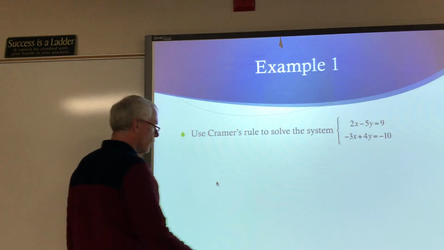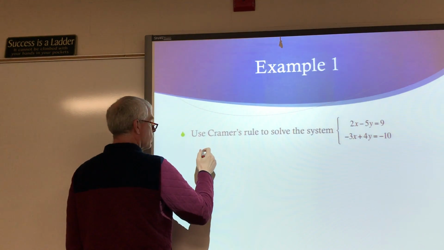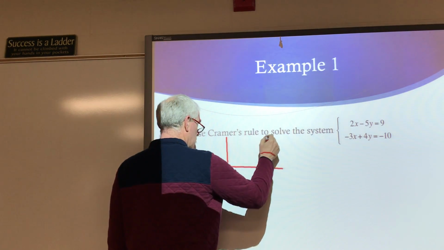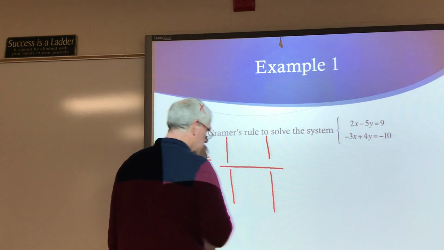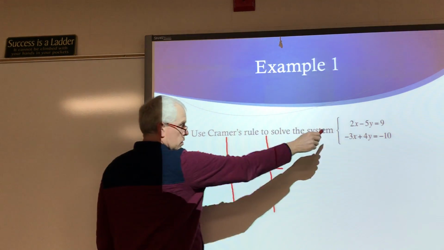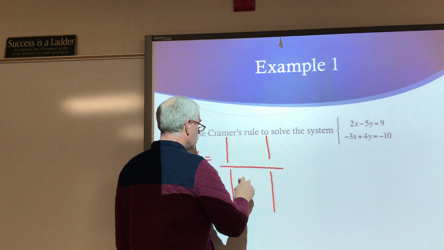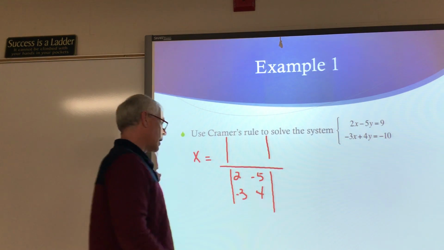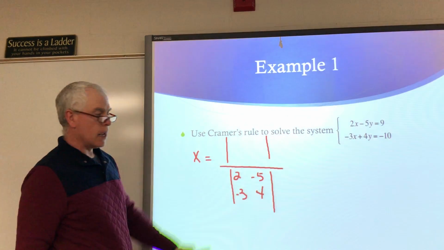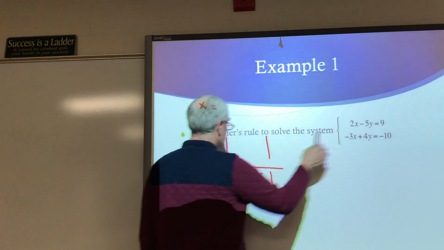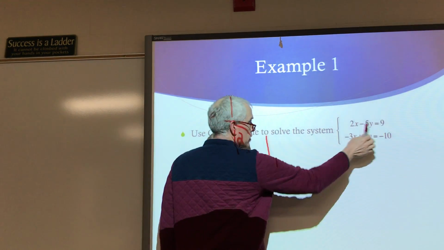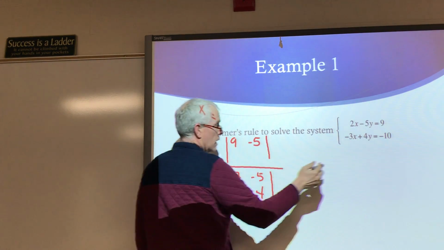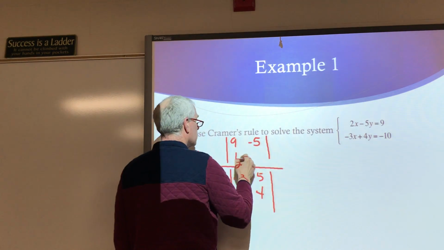Okay, so if I want to solve this using Cramer's rule, here's what I'm looking for from you guys. So x equals a determinant over a determinant. On the bottom, it's going to be just the coefficients of what you see up there. So 2, -5, -3, and 4. And on the top, it would be the same, except I'm going to replace the x's, because I'm solving for x, with the constants. So this one's going to be 9, -5, and the bottom's going to be 10, 4.